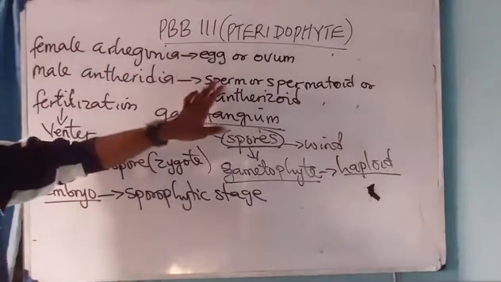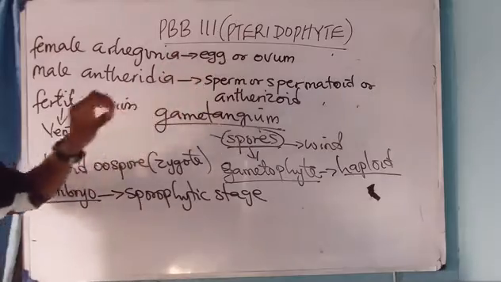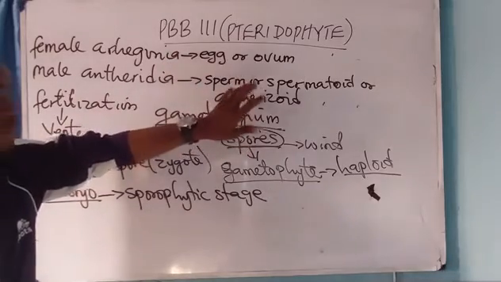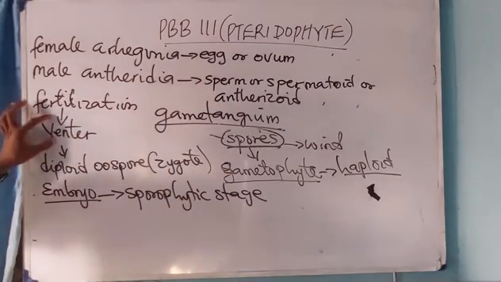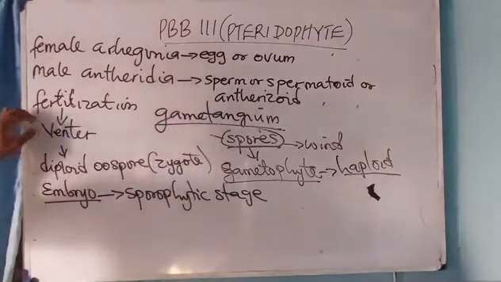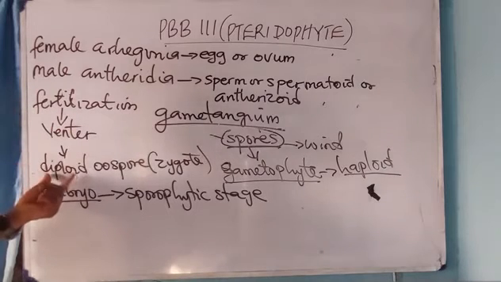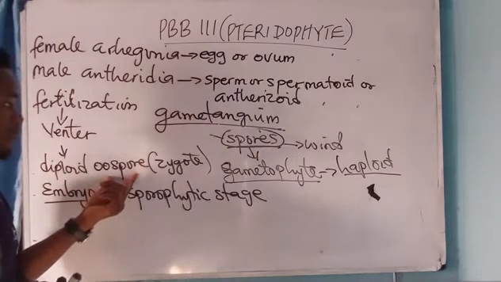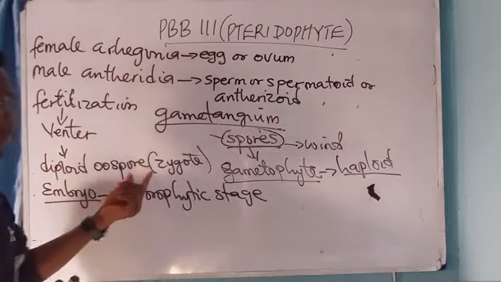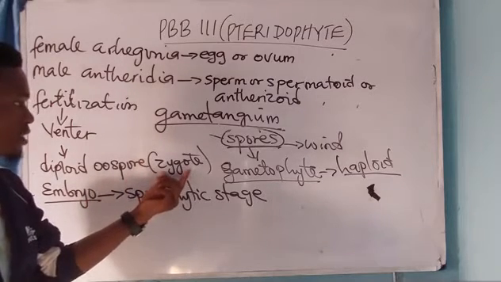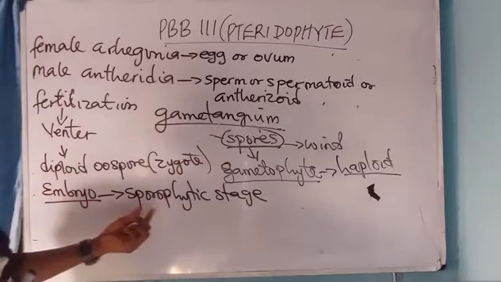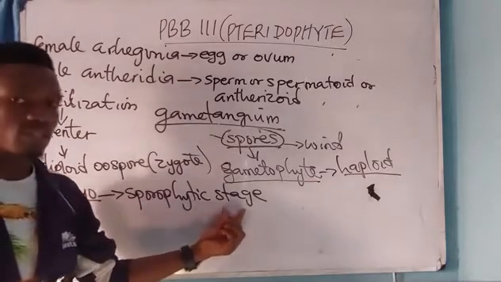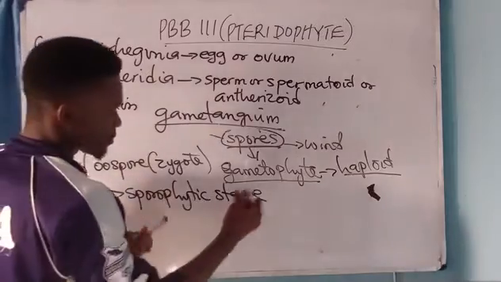You have the egg and the sperm. They fertilize, or the anterozoid or the sperm or the spermatoid fertilizes the egg in the ventral region of the female gametangium. As soon as it fertilizes the egg, it forms what is called what? A diploid oospore, or zygote. Okay, now this zygote will now develop to produce what? The embryo. Now this embryo would develop to form what? The sporophytic stage.